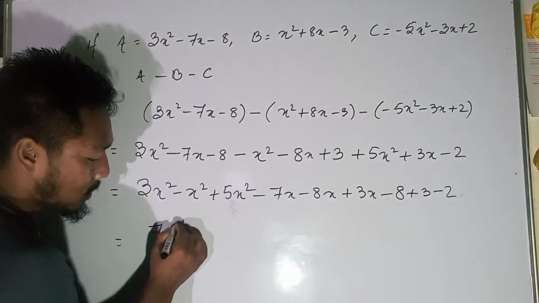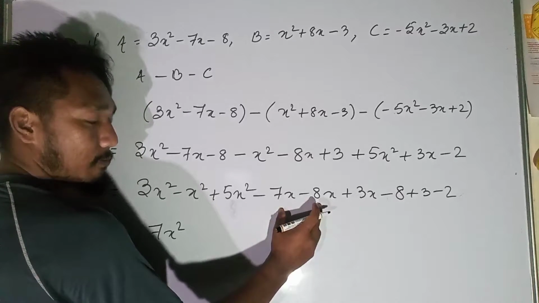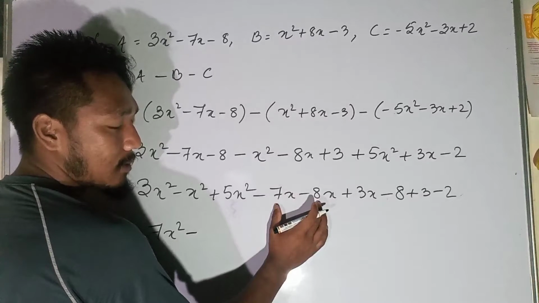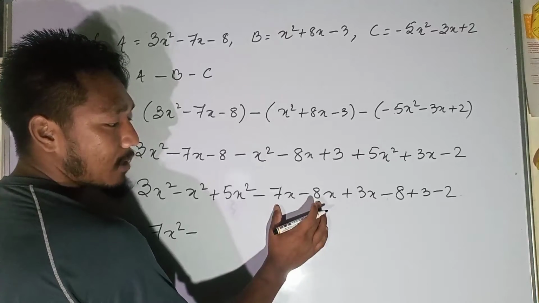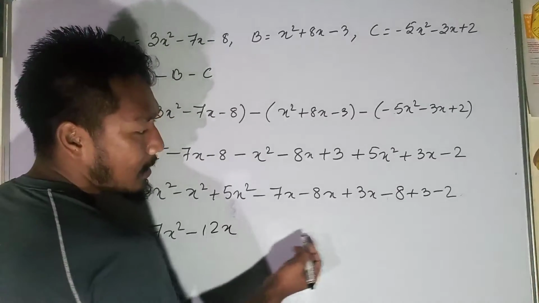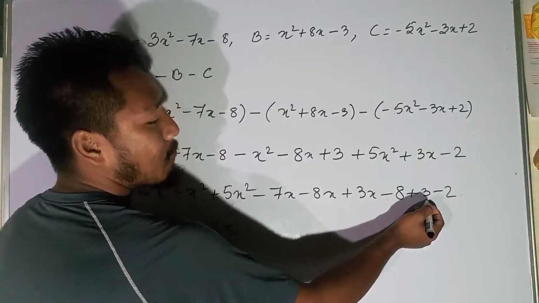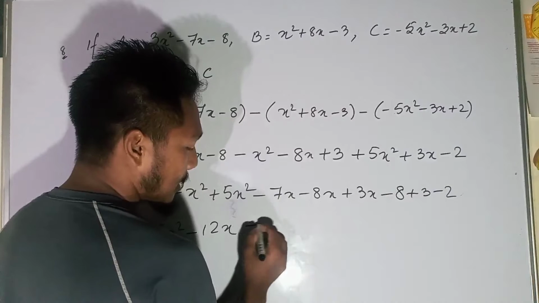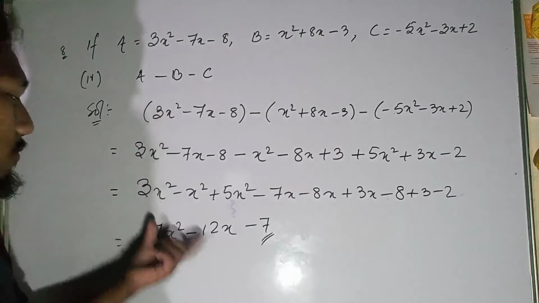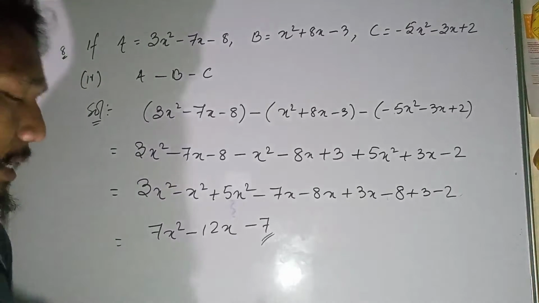7x squared. Okay, minus, so 7 minus 8 is 15. 7 minus minus, so it will be minus. 7 and 8 will be added, 7 plus 8 become 15. 15 minus 3 will become minus 12. Okay. Then minus 8 plus 3 will become minus 5. Minus 5 and minus 2 will become minus 7. So if you calculate this, your answer is 7x cubed minus 12x minus 7.